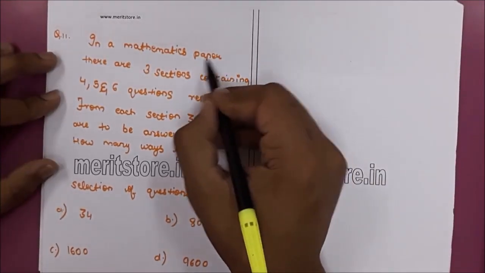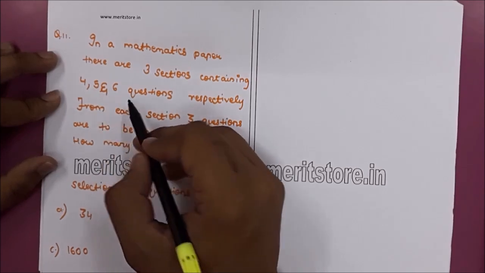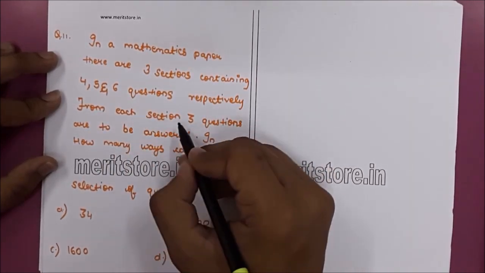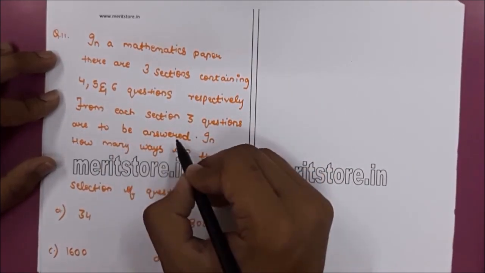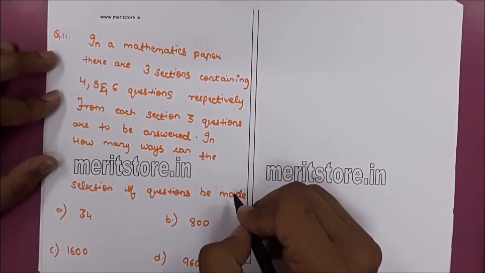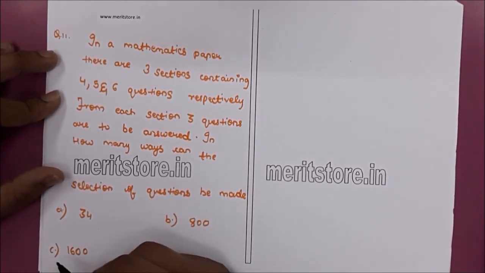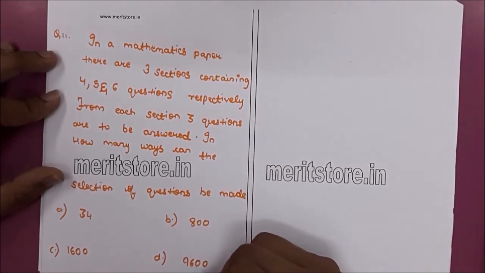In a mathematics paper, there are 3 sections containing 4, 5 and 6 questions respectively. From each section, 3 questions are to be answered. In how many ways can the selection of questions be made? Option A 34, option B 800, option C 1600, option D 9600.